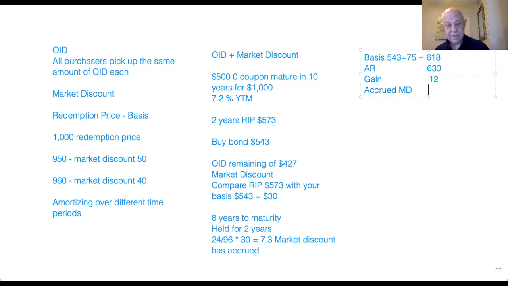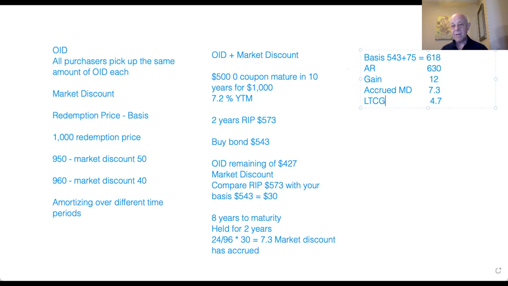The accrued market discount was $7.3. So of the $12 gain, the 7.3 is ordinary, and our long-term capital gain is 4.7. It gets a little more complicated when you have to do market discount on a bond with original issue discount. But this is the way you would do it. You would just treat the two independently, and then you would combine the results, and that's how we would get our answer.